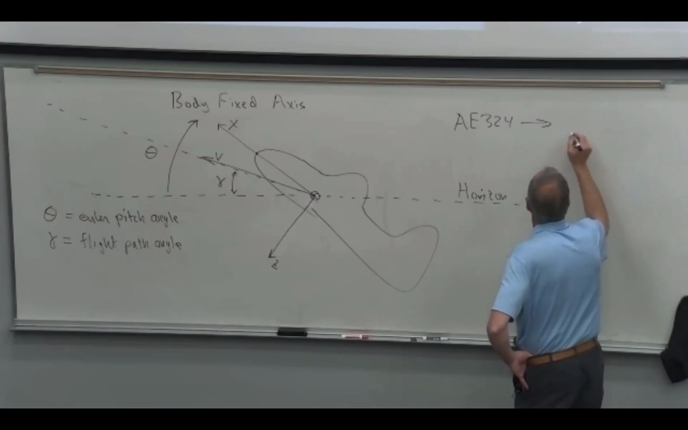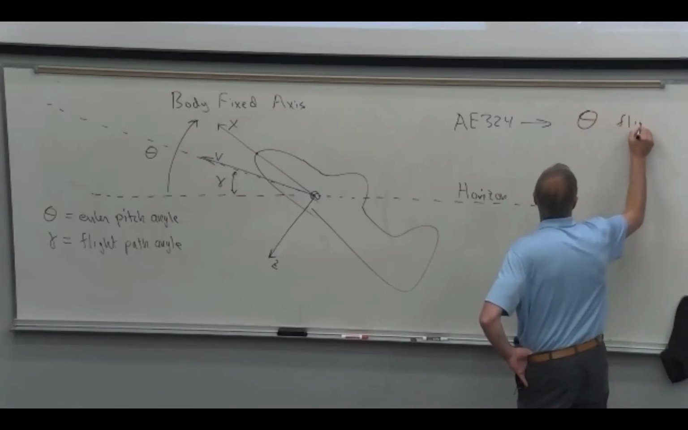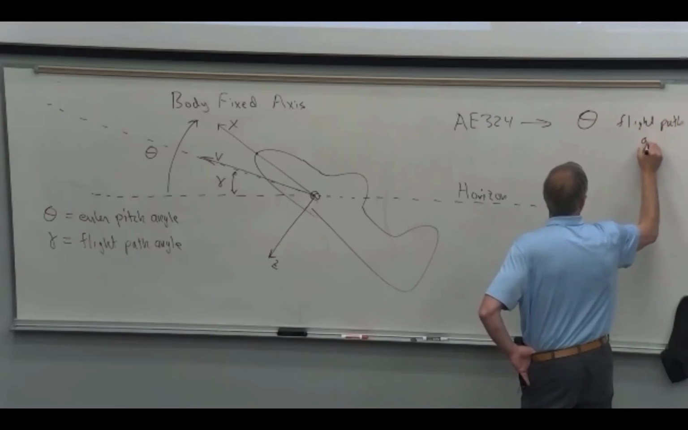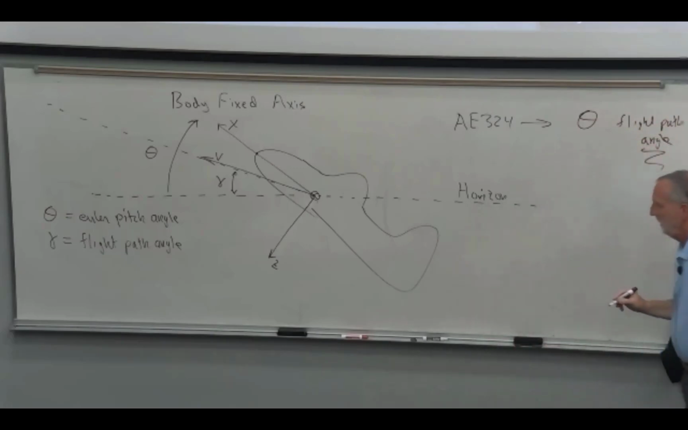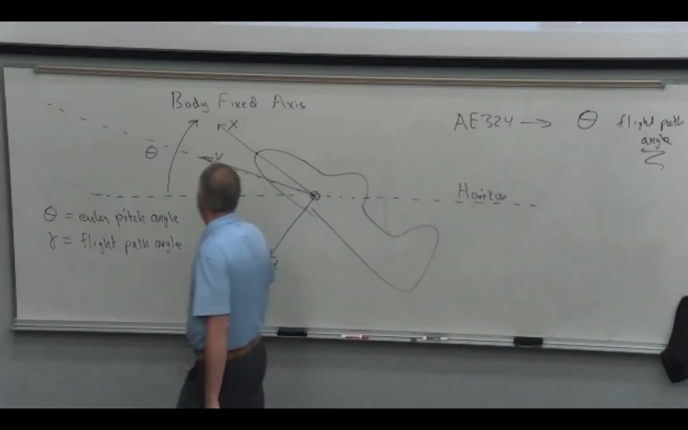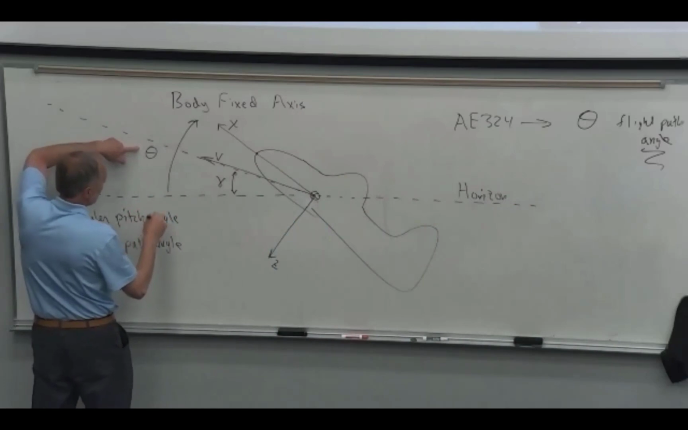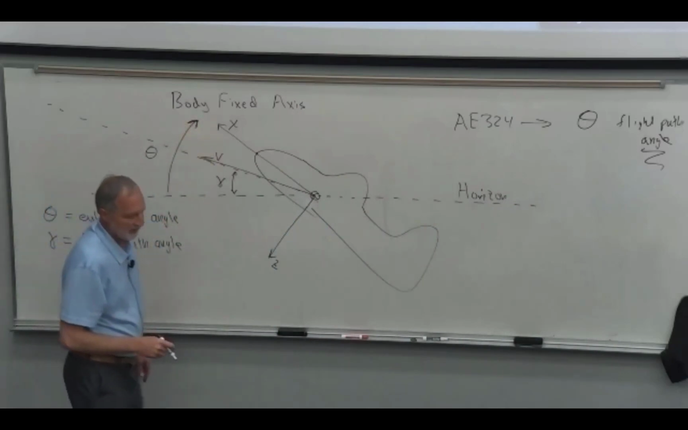Maybe I shouldn't tell you, because in AE324 theta was the flight path angle. I don't know why he does that, but he did. But the most standard is gamma is the flight path angle, and theta is the Euler pitch angle. So if you don't remember this, good. But if you ever go back to your 324 book and wonder why he's calling theta the flight path angle, it's just because that's what he did. So in most classes, and in this class, gamma is the flight path angle, and theta is the Euler angle up to the axis. So far, so good, right?